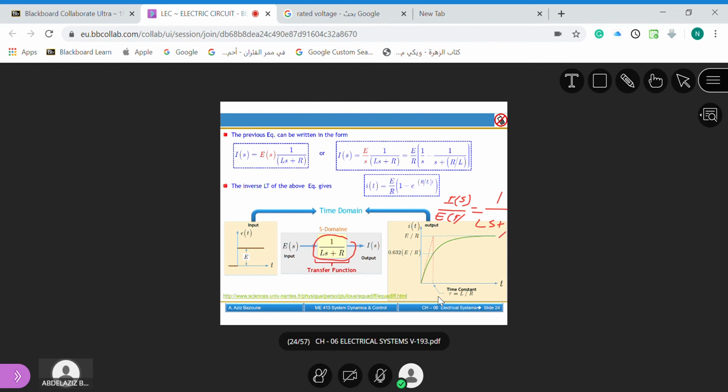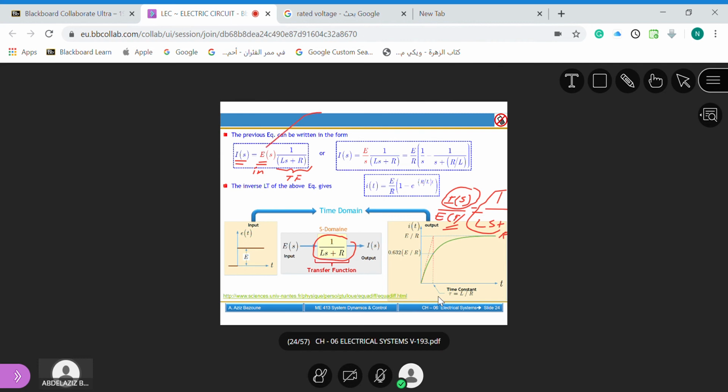If you see, Shabab, here, you can say I of S alone will be G of S, the transfer function, times E of S, the input. This is what we are writing: I will be the input times the transfer function. The transfer function here is TF.